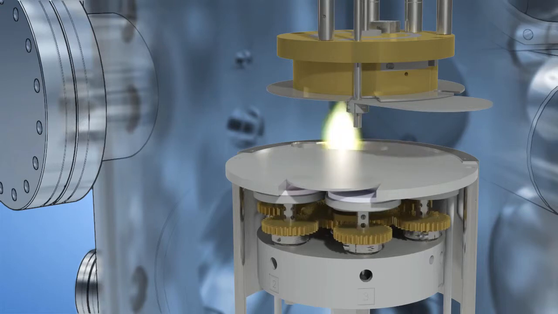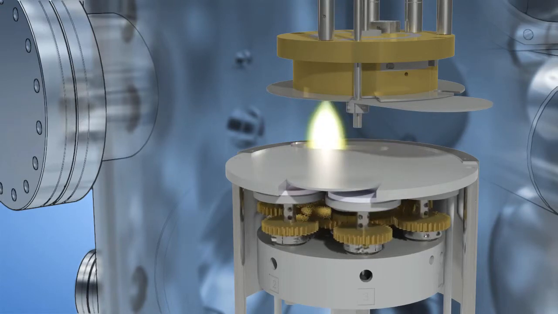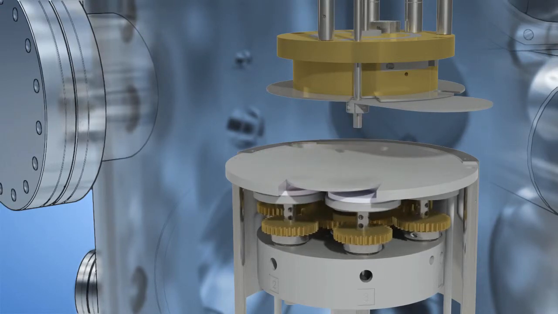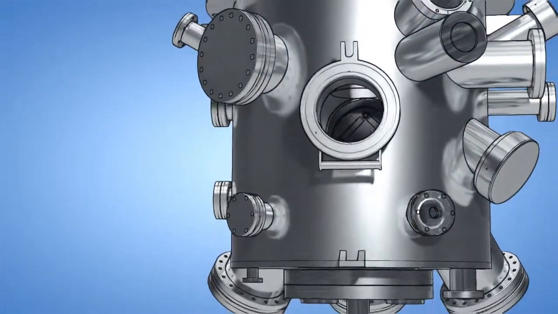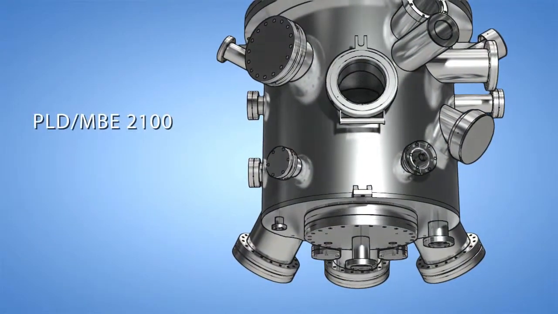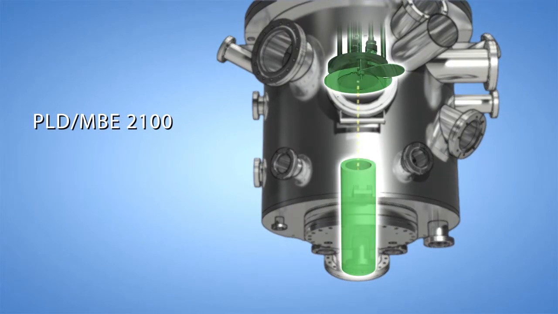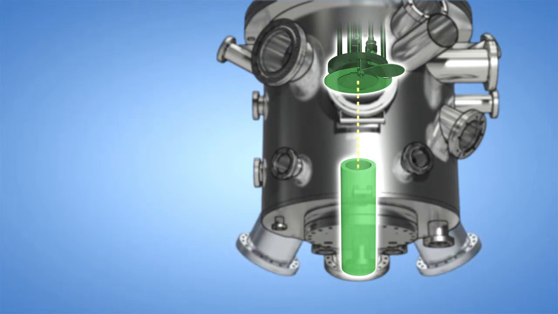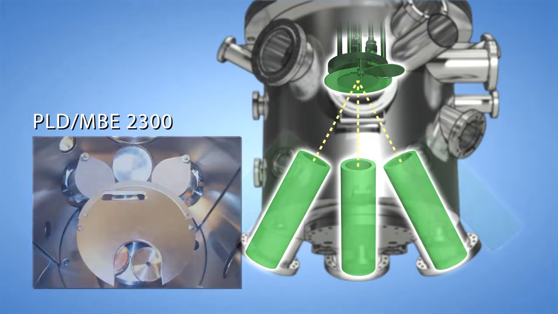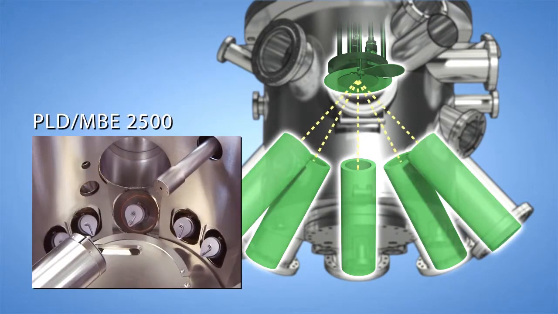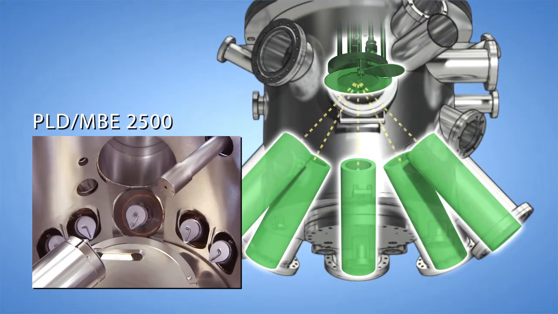The multi-layer stack process can be repeated multiple times via software, and layers from other types of sources can be easily incorporated into the recipe process, as you will see. Along with the laser, other optional deposition sources can be used to create multiple layers. Our PLD MBE 2100 system can handle 1 optional deposition source. Our 2300 system can handle up to 3 optional sources. And the 2500 system can handle up to 5 optional sources.